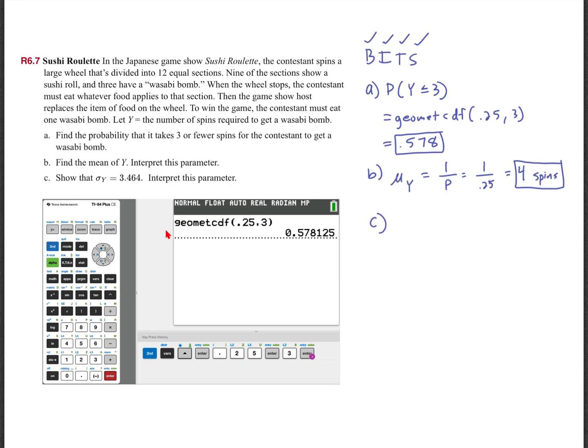Okay, and then standard deviation. So the formula for that is a fraction, square root of (1 minus p) over p. Okay, p is 0.25, so this is the square root of 0.75 over 0.25. And that ends up being 3.464.